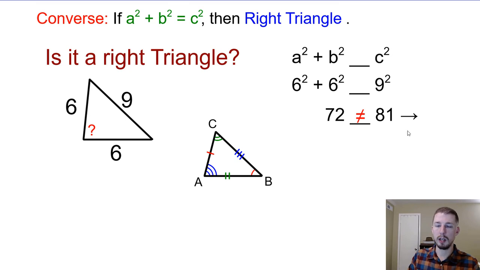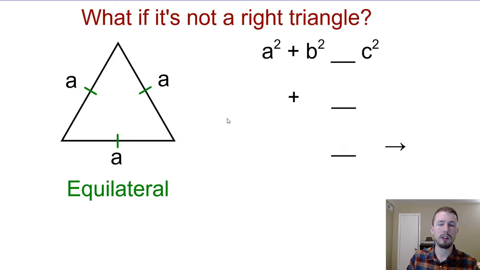So what kind of a triangle is it? Well, I don't know. At this point, all I know is it's not a right triangle. So there's really two other options we could have. We could have where a squared plus b squared is greater than c squared, or if it's less than c squared. And that would mean that it would have to be either an acute or an obtuse triangle, right? So let's try to figure out the best way to remember which one of those it would be.